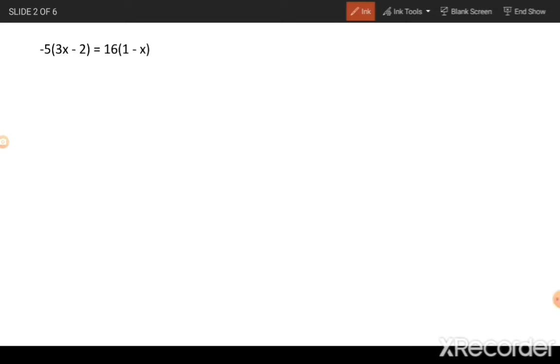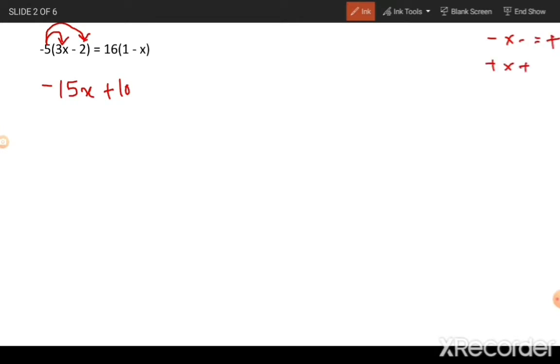The first step would be to open the brackets by multiplying on both sides of the equal to sign. So remember, it is minus 5 into 3x minus 2 in brackets. What this means is that minus 5 has to be multiplied with 3x, as well as minus 5 has to be multiplied with minus 2. So minus 5 into 3x will give me minus 15x, and minus 5 into minus 2 will give me plus 10. Remember, the rules of multiplication say that negative into negative will give you a positive value.